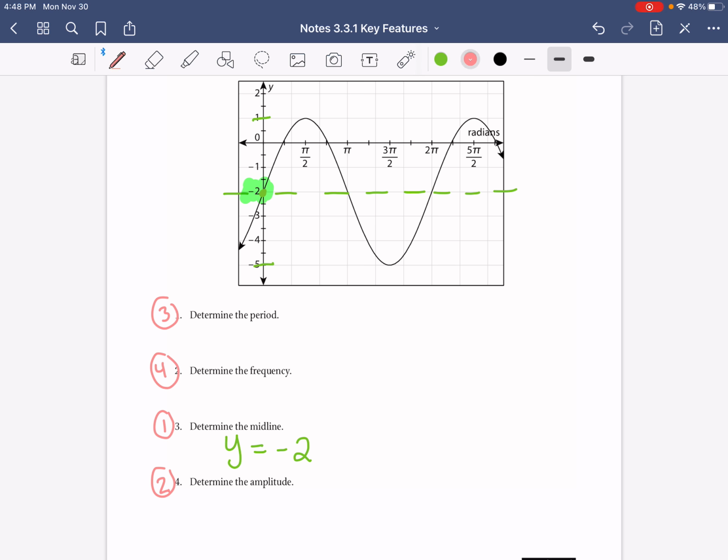Then the next thing I'm going to do is find my amplitude. My amplitude is the distance from max to midline or minimum to midline. Either one should be the same. So it's just half the distance from max to min. So my amplitude here is 3.